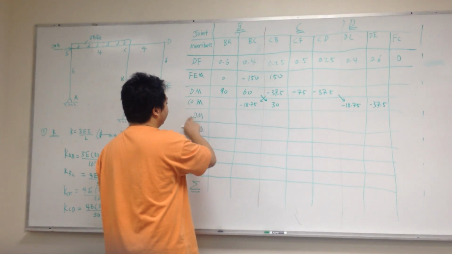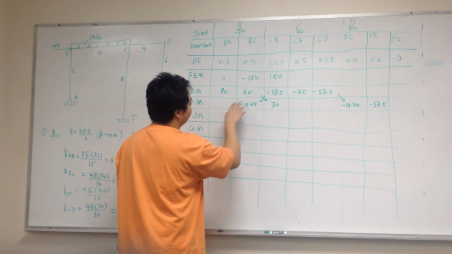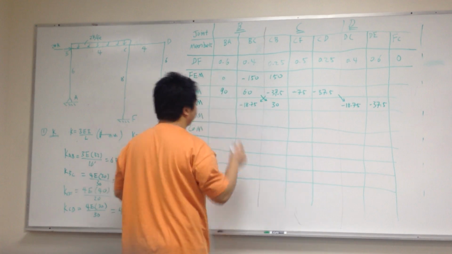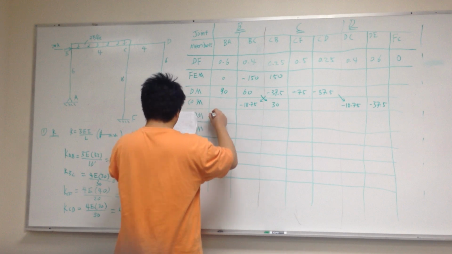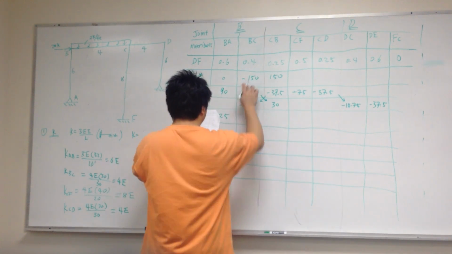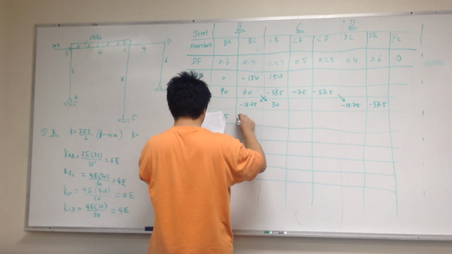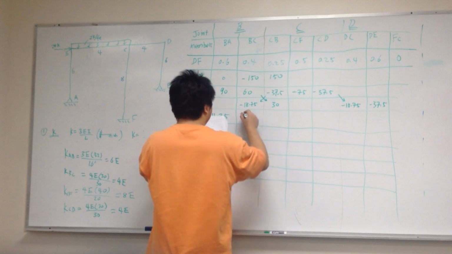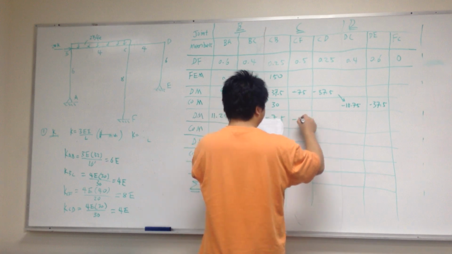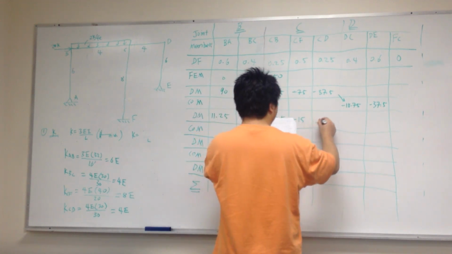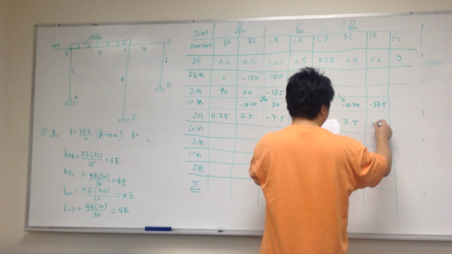And for the distributed moment, you do the same thing again. You add this, and you take this number times the factors. I'm not going to say it anymore, just write down the numbers. Negative times this becomes positive. So you're going to have 7.5, negative 7.5, negative 15, negative 7.5, 7.5, 1.25.